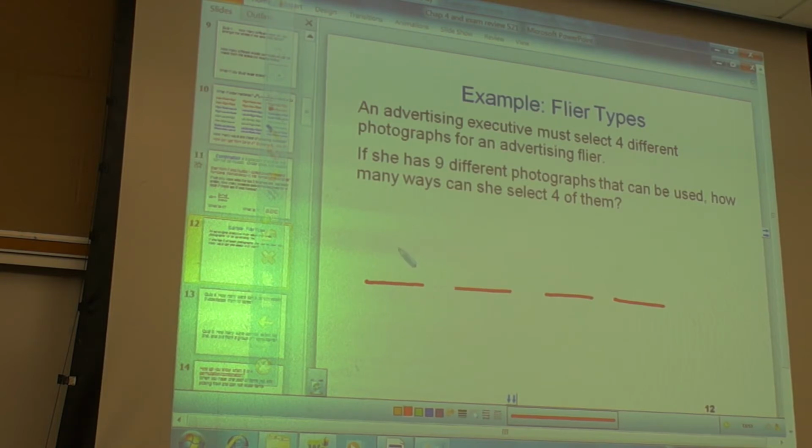9. Next spot? 8. Come on. There we go. Next spot? 7. And last spot? Great, but because it's chaos, it doesn't matter what order the pictures are in, 4 items, divide by 4 × 3 × 2 × 1. Done. Good? Yeah.